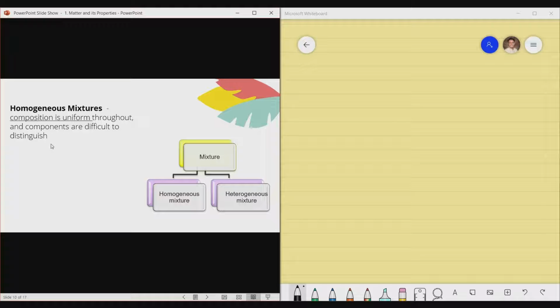Homogeneous mixtures, now these are mixtures wherein when we mix two substances, the composition is uniform and then the components are difficult to distinguish. What does that mean? Meaning to say, if we combine substance A and substance B, ang kanilang composition or state of matter ay uniform or iisa na lang. At ang mga component, si A and B, ay mahirap nang ma-distinguish. For example, water, okay, sige, let me write that one. Say, for example, water. The state of water is liquid. And then we have salt being solid.